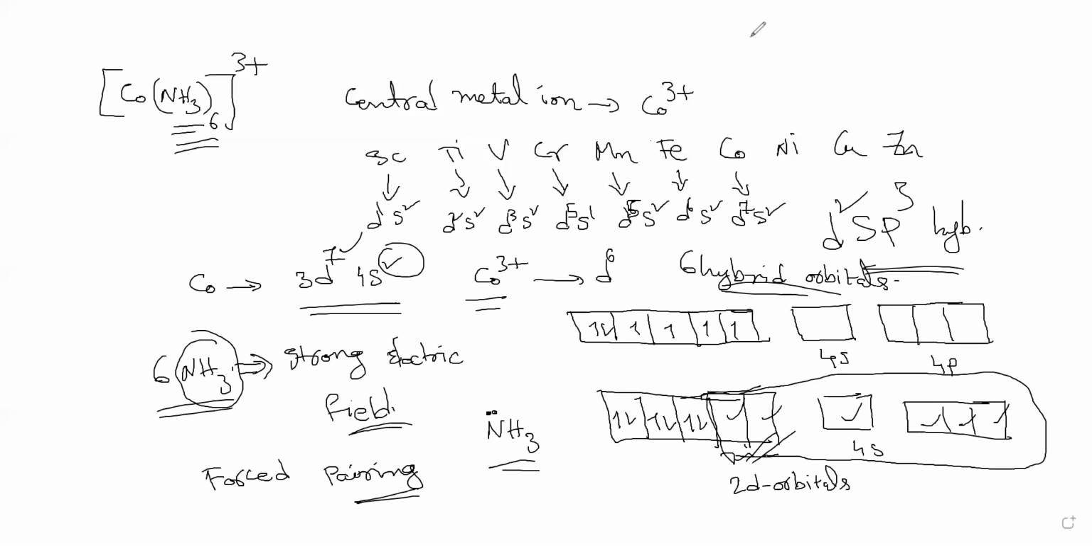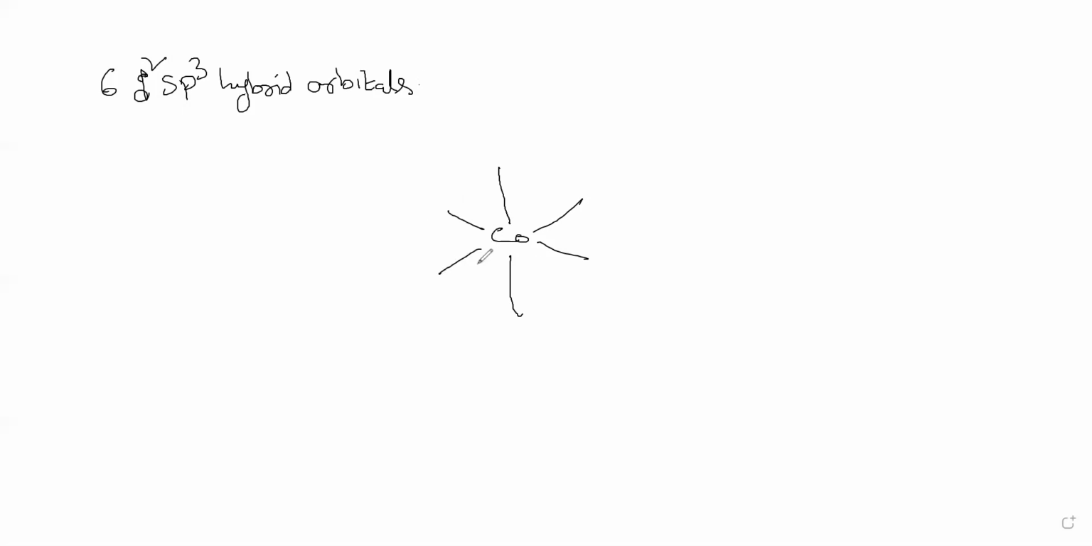Now let me clear this. Do you want to make a note? Anyway, I will try to send you the record of this. So you have the 6 d2sp3 hybrid orbitals, right? They will start orienting in an octahedral fashion, meaning the 6 orbitals are oriented with 4 orbitals in the base positions, and 2 orbitals, one up and one down. These are all d2sp3 hybrid orbitals.